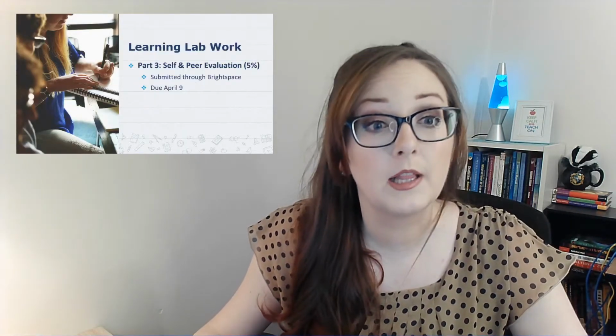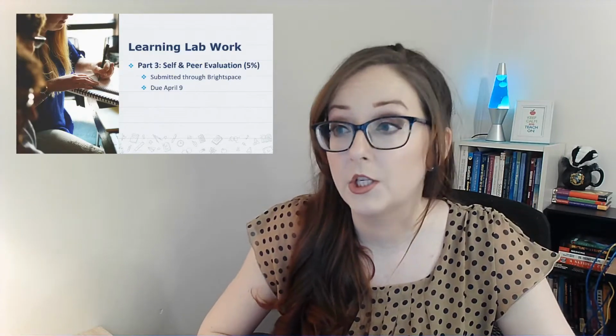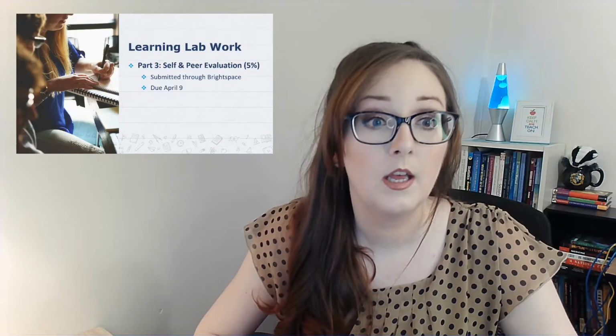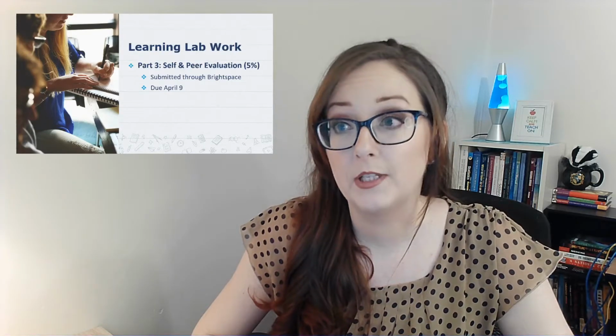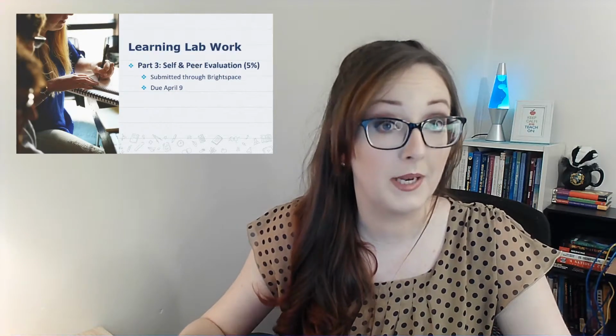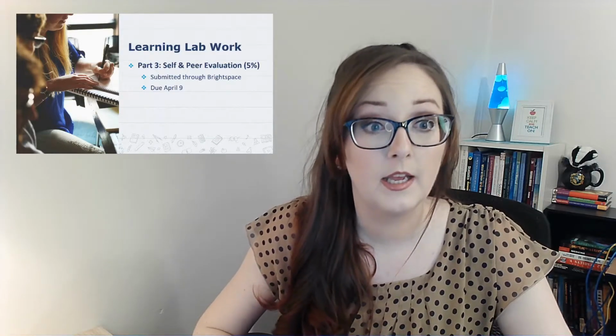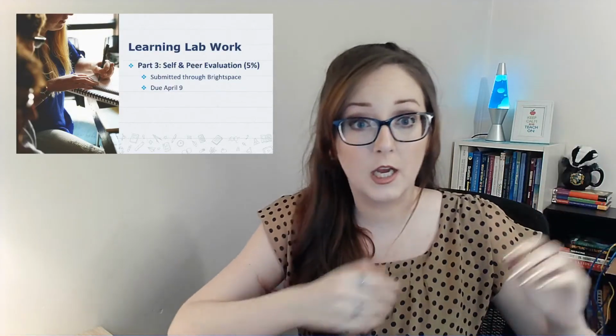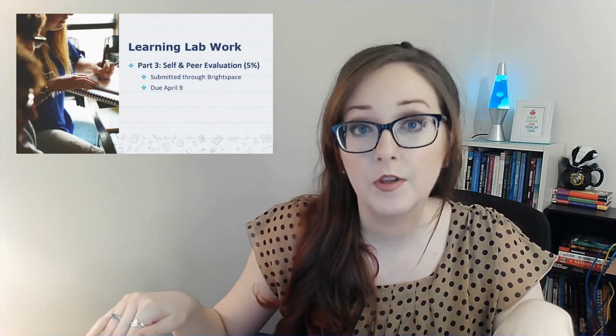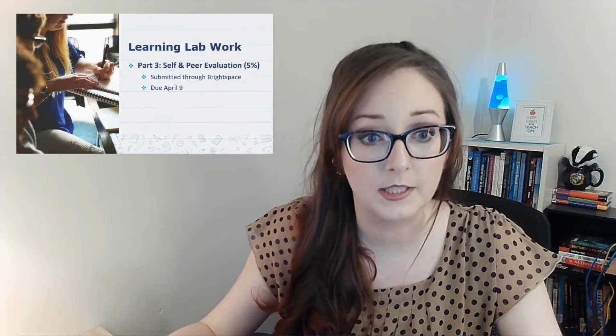Part 3 of the Learning Lab work is the self and peer evaluation, worth just 5%. For this assignment, you will be using an evaluation tool that I've included in Appendix D to assess yourself and assess your peers. It's also available on Brightspace in Word doc form under the little assignments sidebar you can find on the course. Your mark for this is the average across all the evaluations, and this includes your self-assessment.